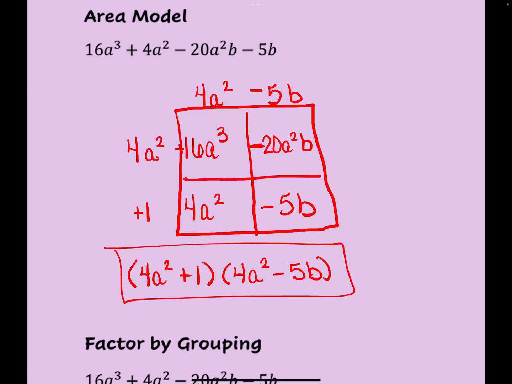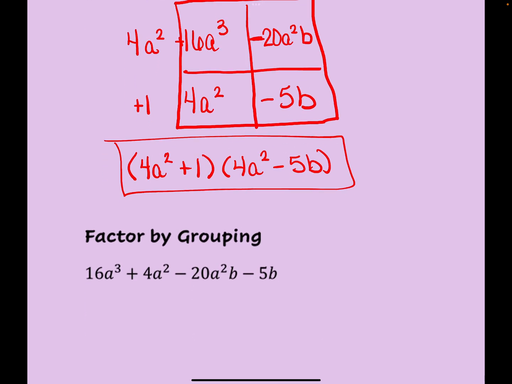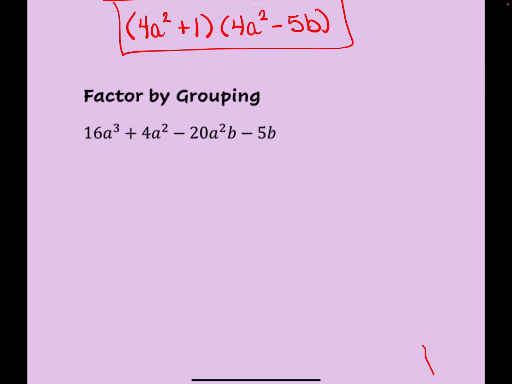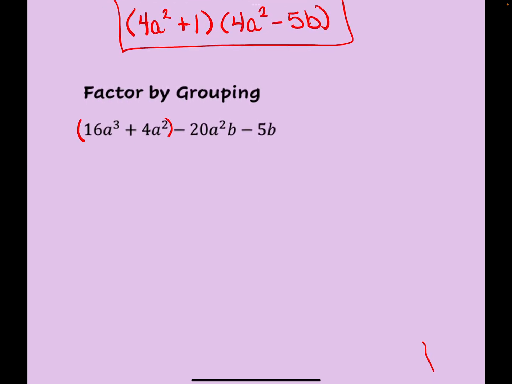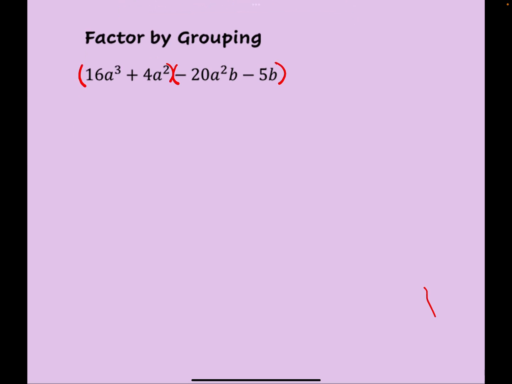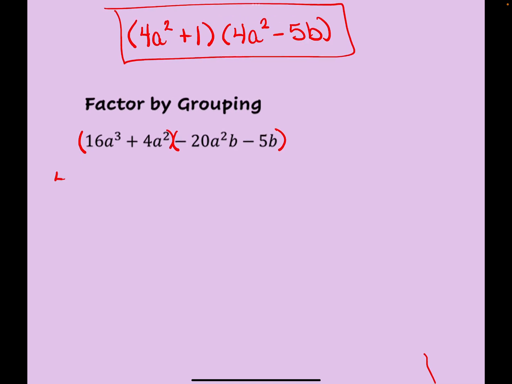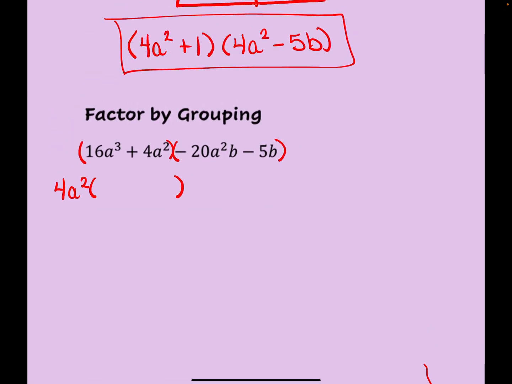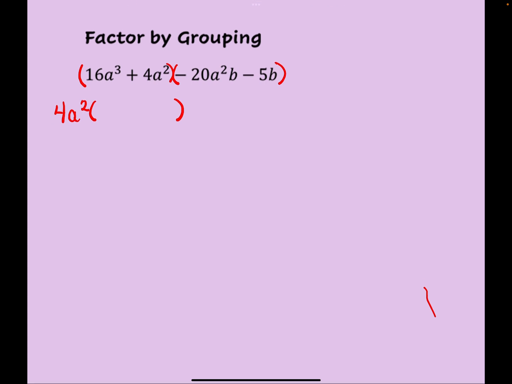Okay? All right, now let's do the same problem, but let's use factoring by grouping. Okay? So 4 terms. I put parentheses around the first 2 terms. I put parentheses around the last 2 terms. The first 2 terms can both be divided by 4. Their GCF is 4. They both have a squared, so that's part of their GCF. So what's left over? 16a cubed divided by 4a squared gives me 4a. 4a squared divided by 4a squared gives me positive 1.